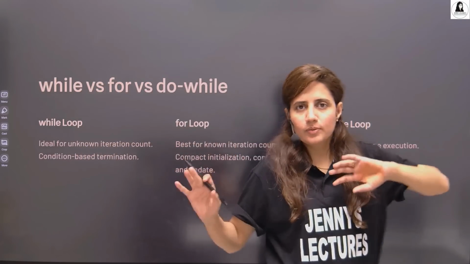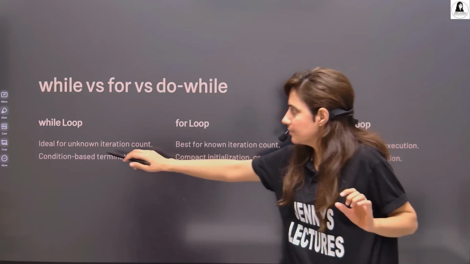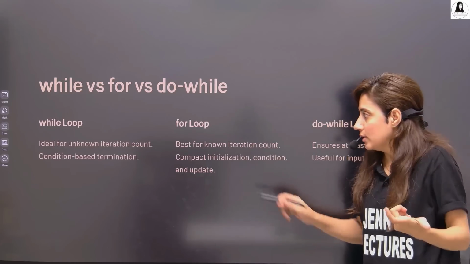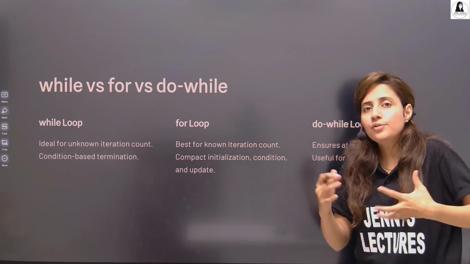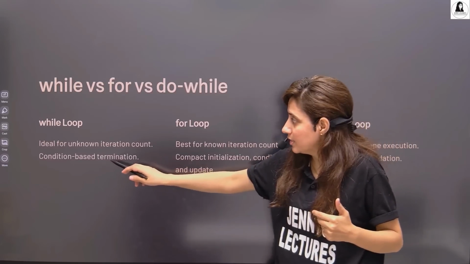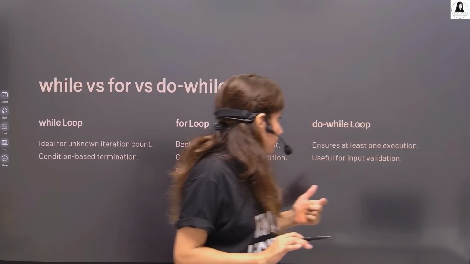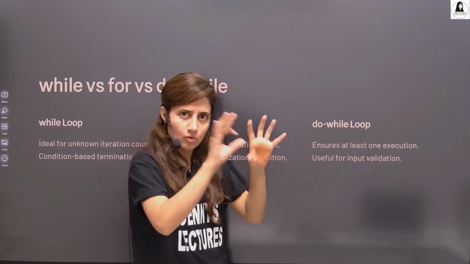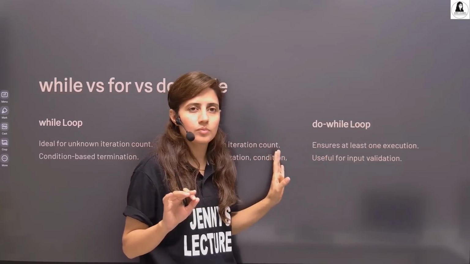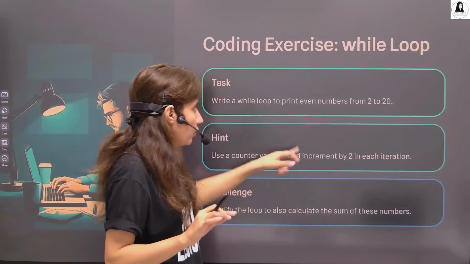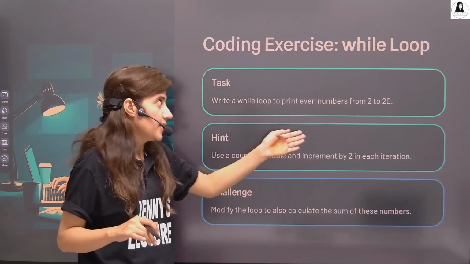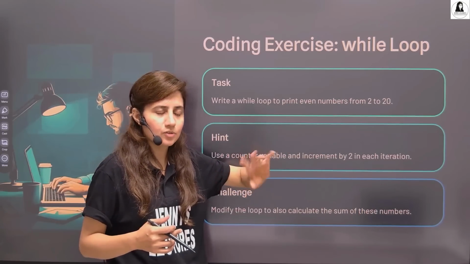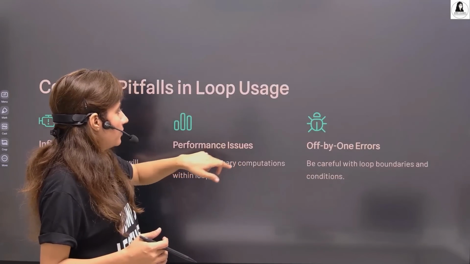And the basic difference between for, while and do while is this. See, for loop is best when you know the number of iterations in advance. When you don't know the number of iterations in advance, it's best to use while loop. And when you want to ensure at least one execution of the body of the loop, without checking any condition first, then use do while loop. So this is a simple exercise. You just have to write a while loop or do while loop to print even numbers from 2 to 20. That's not that tough.